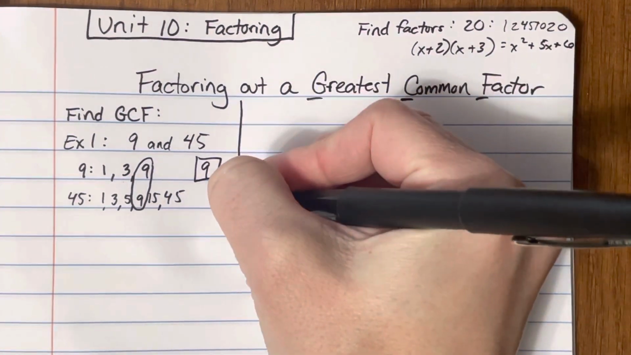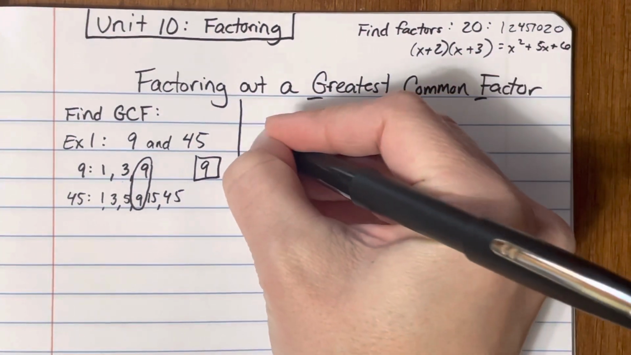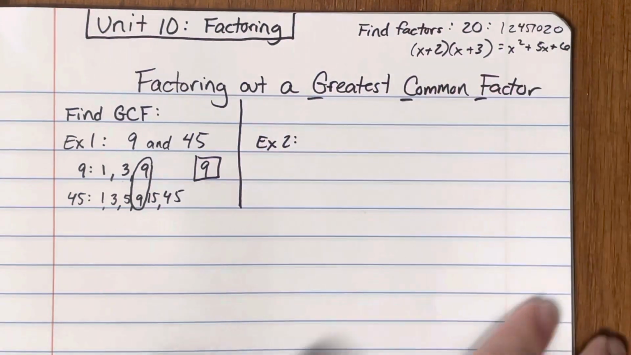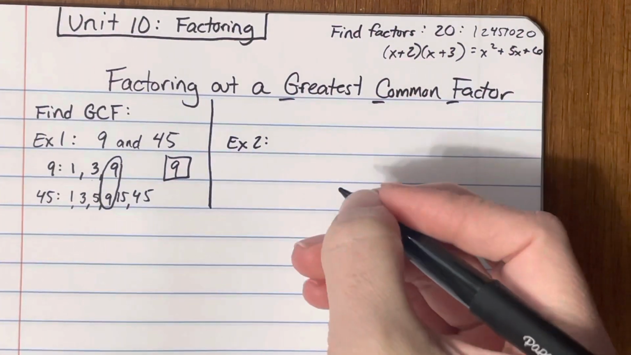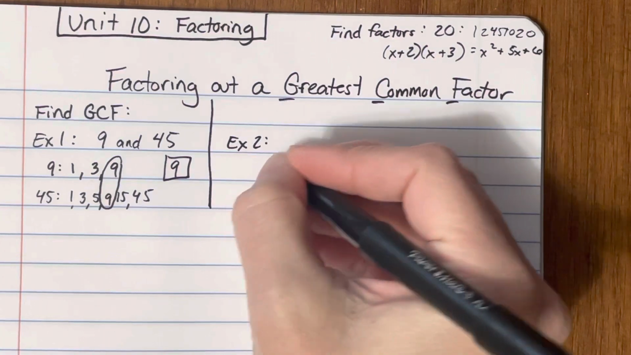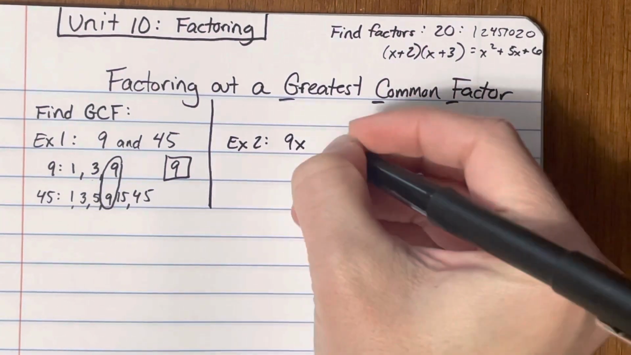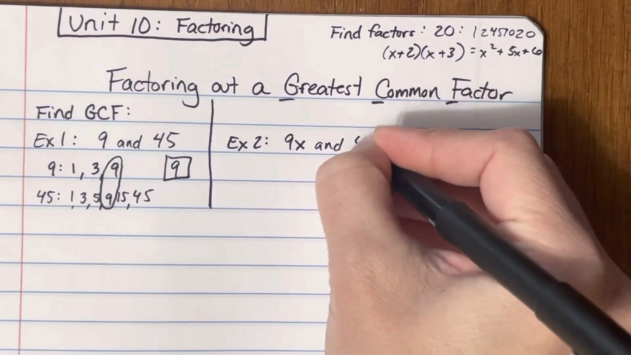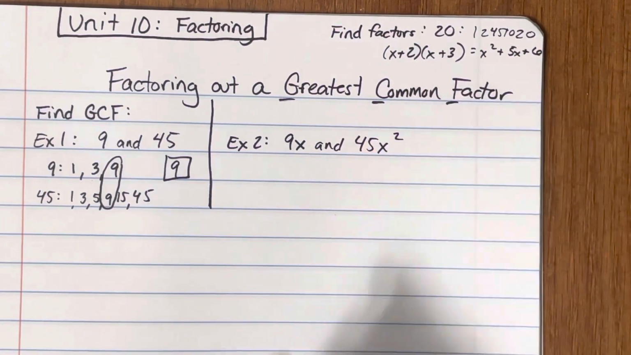Okay, so let's throw in some variables. So let's do example number 2. Example number 2 is I want to know what's the greatest common factor between 9x and 45x squared.